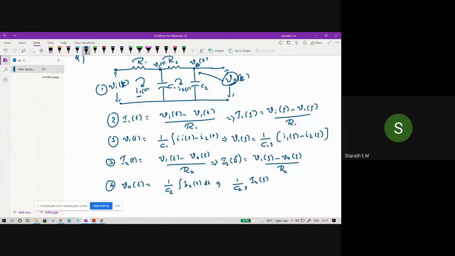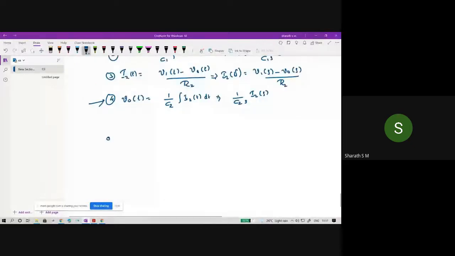Our signal flow graph always starts from the input and should end at the output. In that manner, we need to identify the nodes. Totally we have 5 nodes. The first node is Vi of S, the next node is I1 of S, and then V1 of S. Afterwards, we have I2 of S. At the last, we have V0 of S. So Vi is the input and V0 is the output. These are the intermediate nodes.